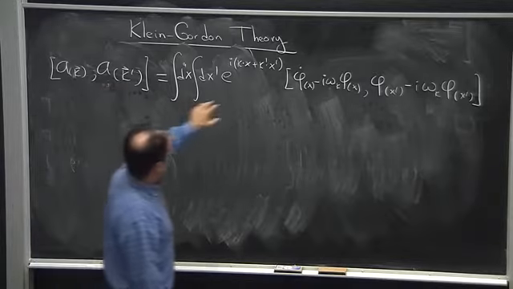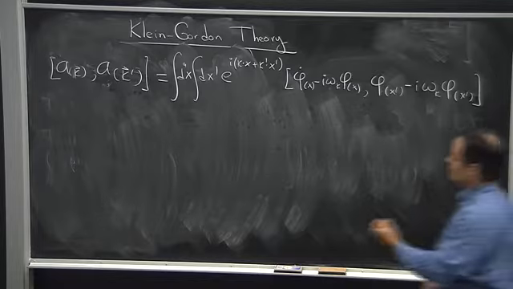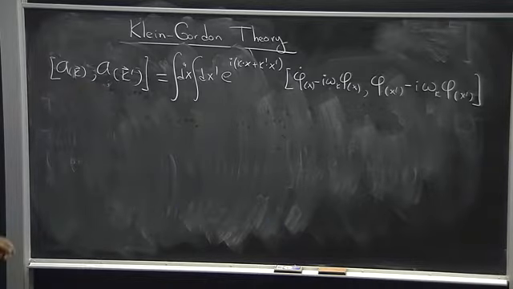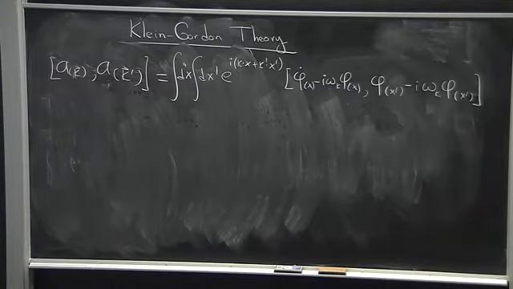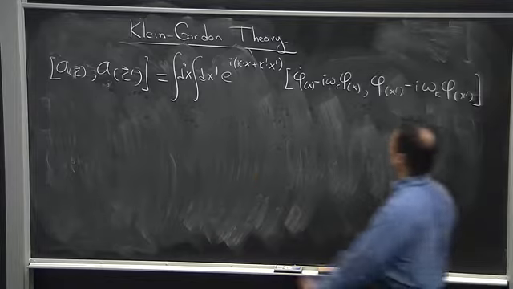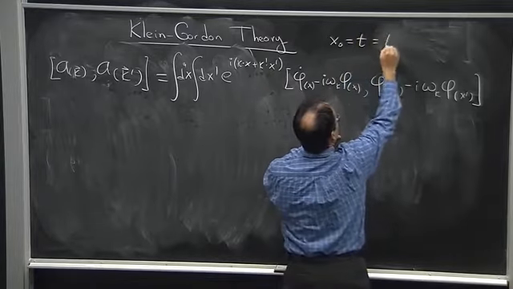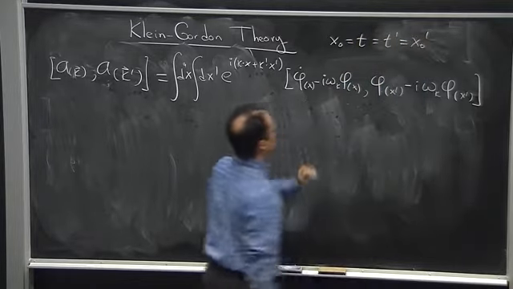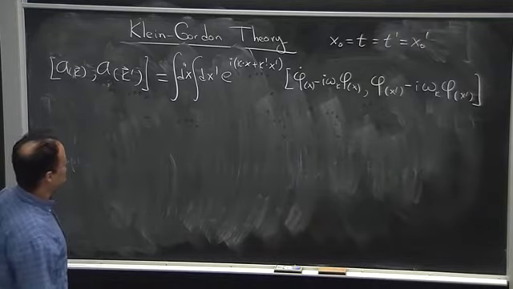Note something interesting. The first thing is that we only postulated the commutation relations at equal times. But the a_k's do not depend on time. Even though our formulas look like they have an explicit dependence on time, this object is time independent, so we can set the times to be equal. So we're setting x0, which is t, equal to t prime, which is x0 prime. So we can use our commutation relations and find out what we have.